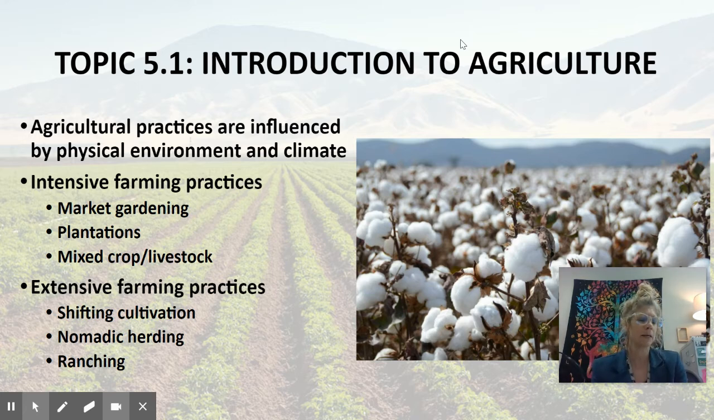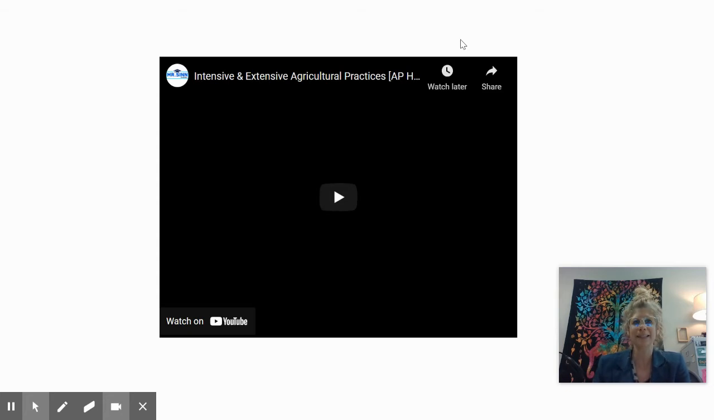Okay, so in this unit, we're going to talk about how agriculture is influenced by climate and environment and some human modifications. We'll also talk about two types of farming practices, intensive and extensive. Okay, all right, let's get started.